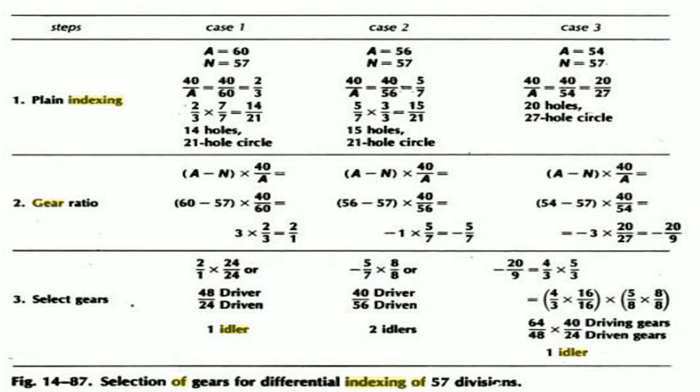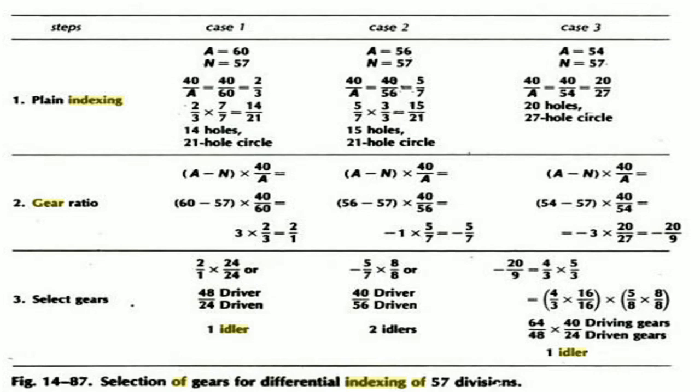For case 3, step 3 is select gears. We can write minus 20 by 9 is equal to 4 by 3 multiply 5 by 3. That means 4 by 3 multiply 16 by 16, and 5 by 3 multiply 8 by 8. So we can write there 64 by 48 multiply 40 by 24, driving gears and driven gears. So that means 1 idler.